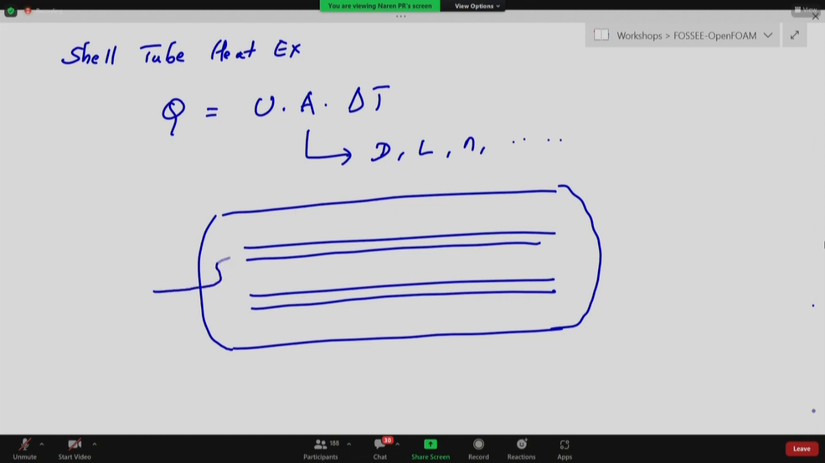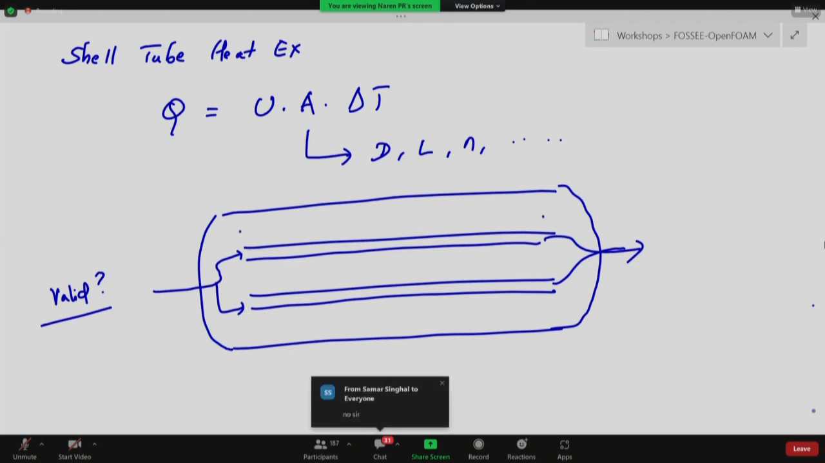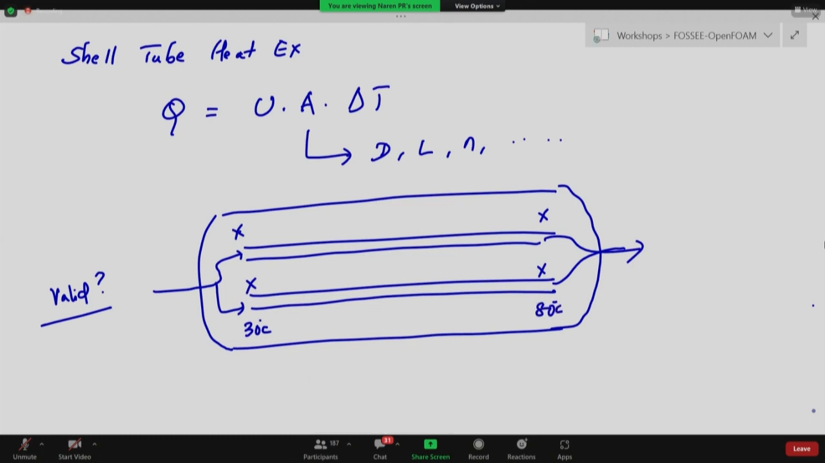Now, you are assuming the fluid equally splits in both and then comes out equally from both. Is this assumption valid? You are assuming the temperature drop in both the tubes is the same. Let's say, for example, if you send it at 30 degrees and you are heating it, and this comes to 80 degrees Celsius, you are assuming the other one also will come from 30 to 80 degrees Celsius. This is what you do when you are doing the conventional heat transfer calculation.